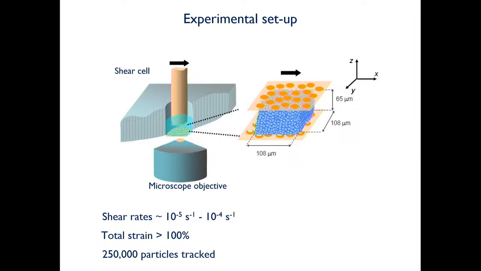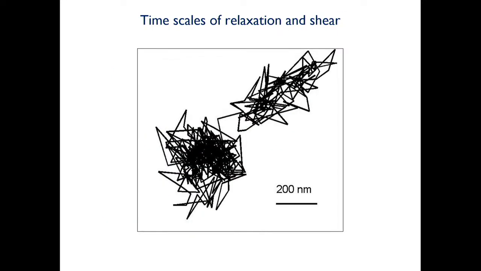This is the kind of system that we have for shearing. The bottom boundary is kept constant and the top boundary is moved with a constant velocity. We are applying a constant shear rate in the system, and this is the magnitude of the shear rates that we are using. We are tracking a large number of particles, close to 250,000. As we shear the system, we can record images of the particles and see how they move in 3 dimensions.